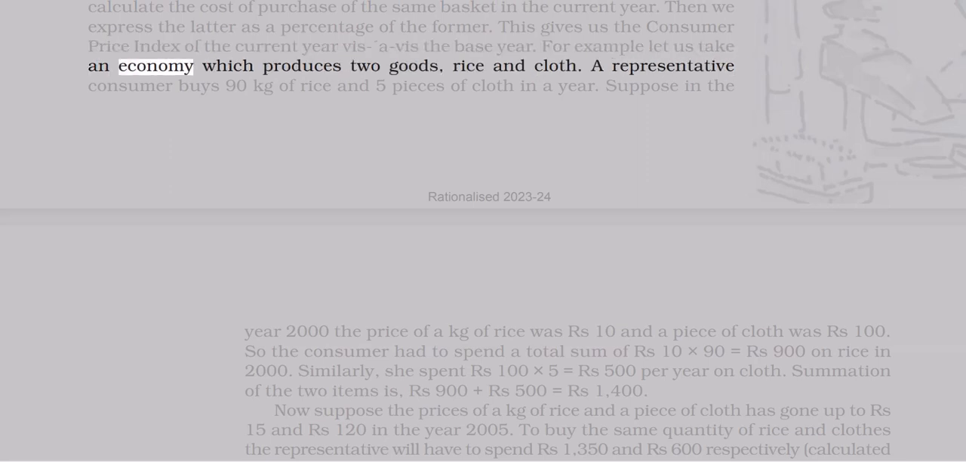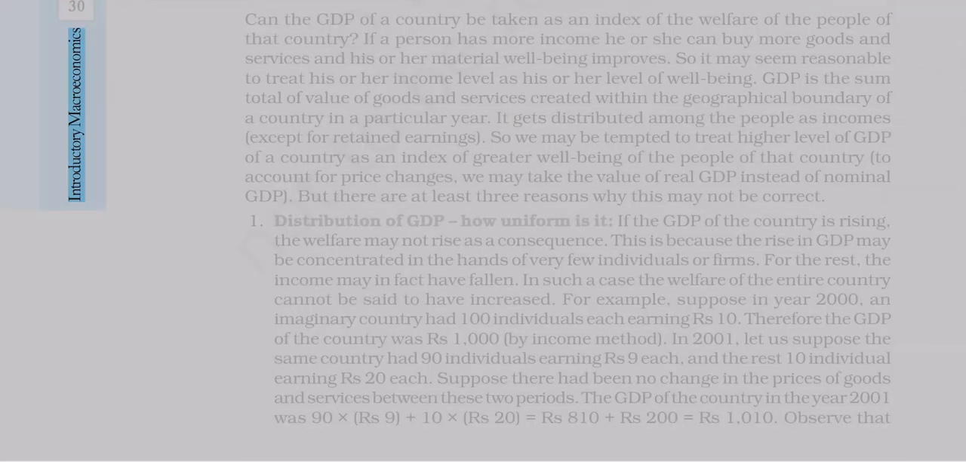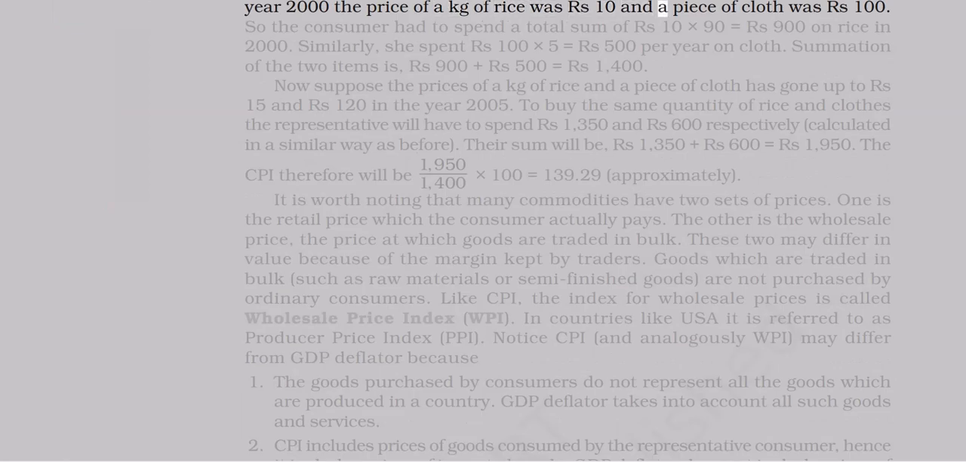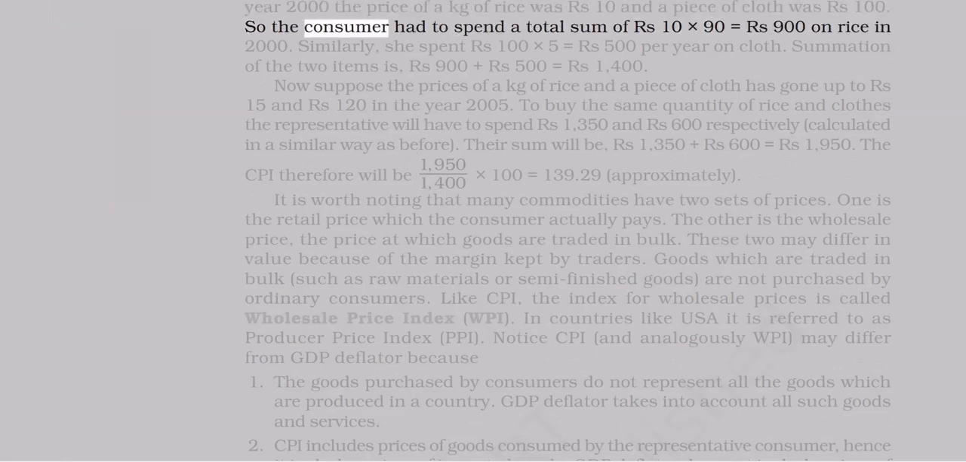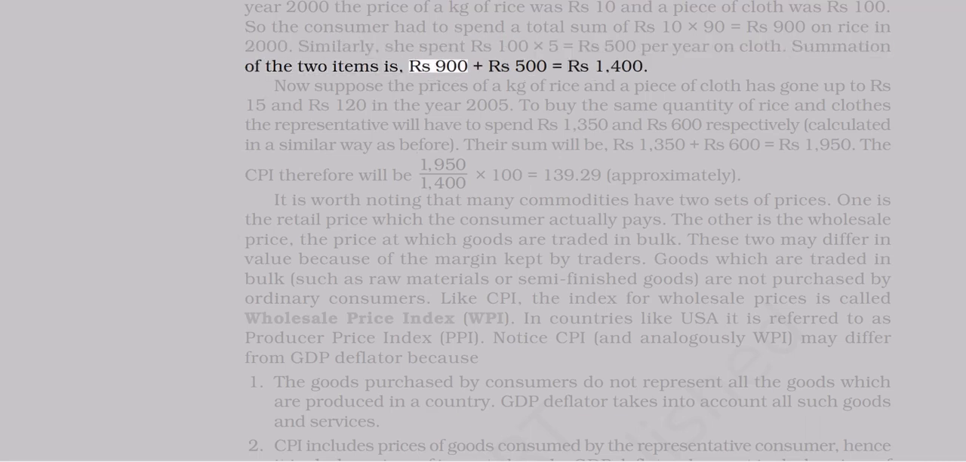For example, let us take an economy which produces 2 goods, rice and cloth. A representative consumer buys 90 kilograms of rice and 5 pieces of cloth in a year. Suppose in the year 2000 the price of a kilogram of rice was 10 rupees and a piece of cloth was 100 rupees. So the consumer had to spend a total sum of 10 rupees times 90 equals 900 rupees on rice in 2000. Similarly, she spent 100 rupees times 5 equals 500 rupees per year on cloth. Summation of the two items is 900 rupees plus 500 rupees equals 1,400 rupees.